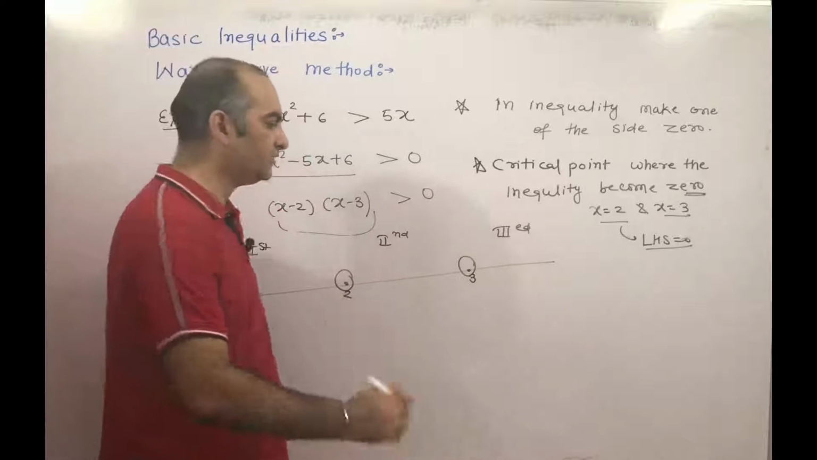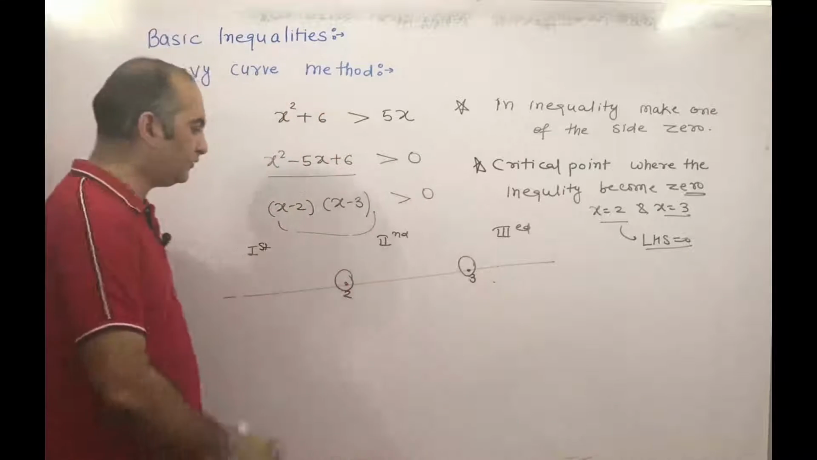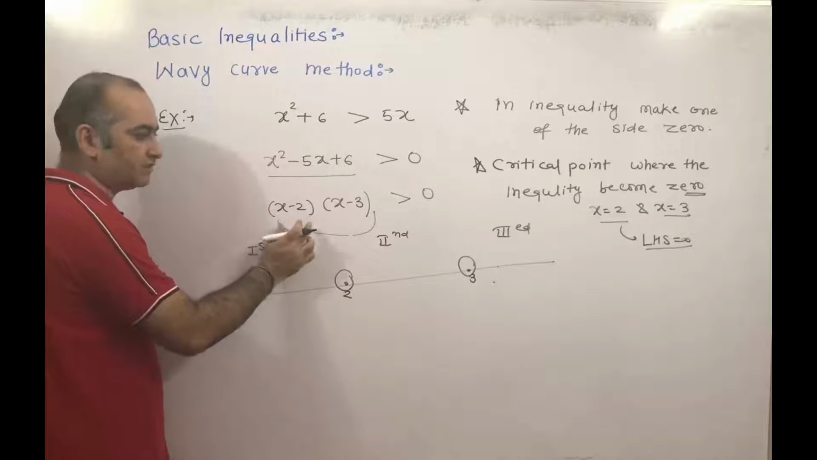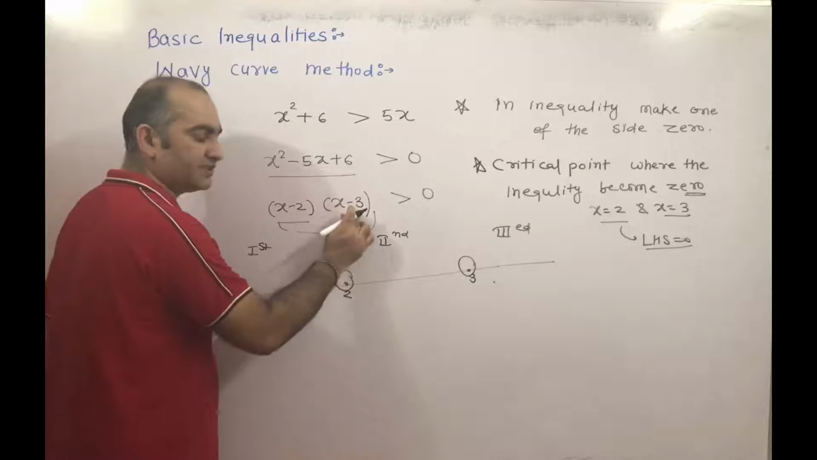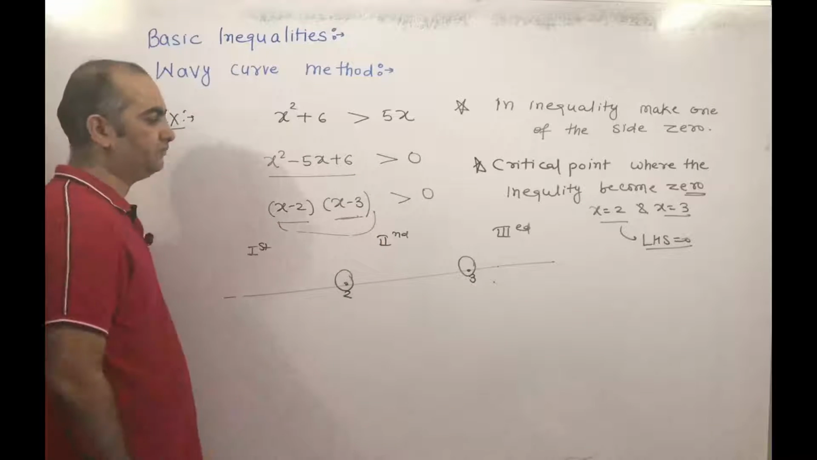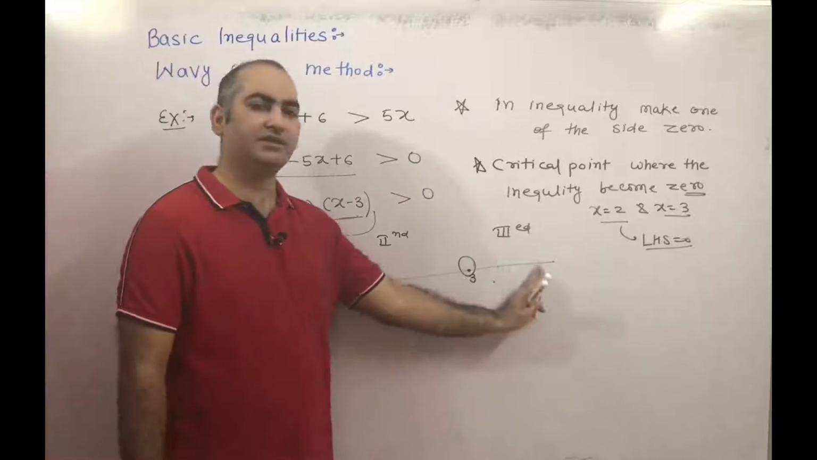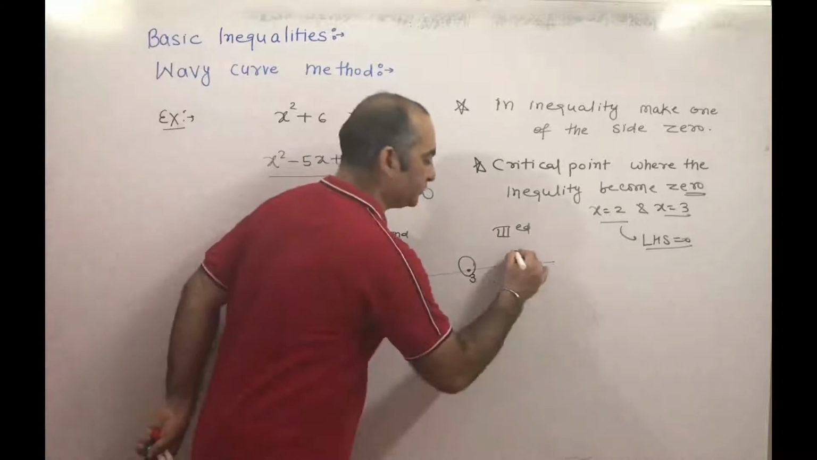suppose we are taking 4. If you put 4 here, 4 minus 2 will come 2, so this is positive. And 4 minus 3 will come 1, so this is also positive. Positive into positive is positive. So if I put any number greater than 3, this product will be positive. So here we will mention positive.